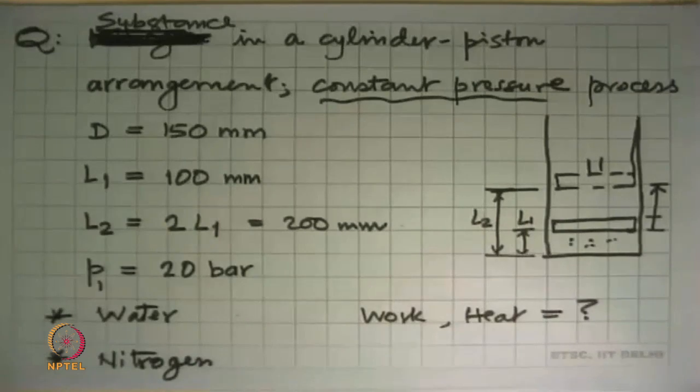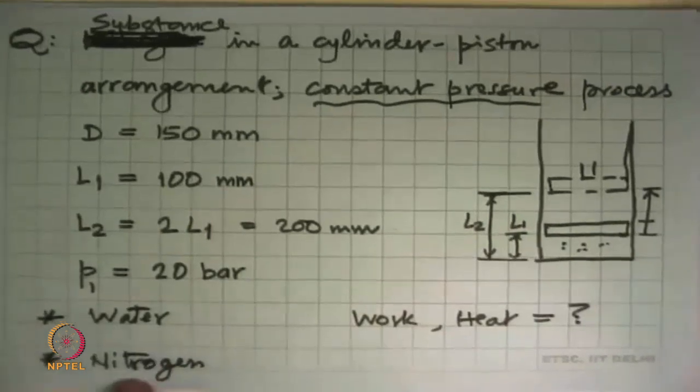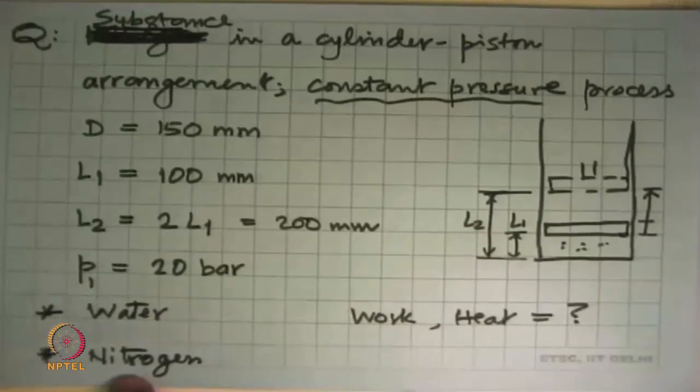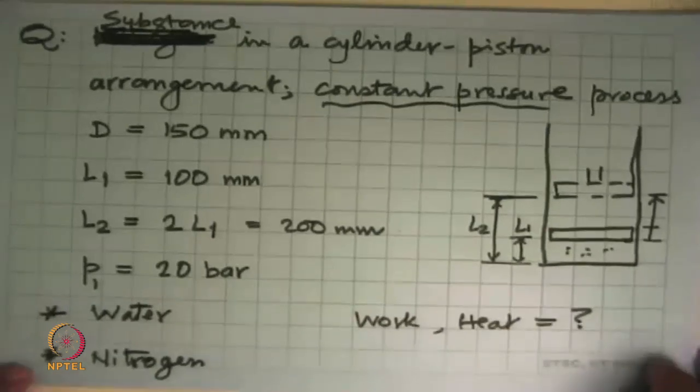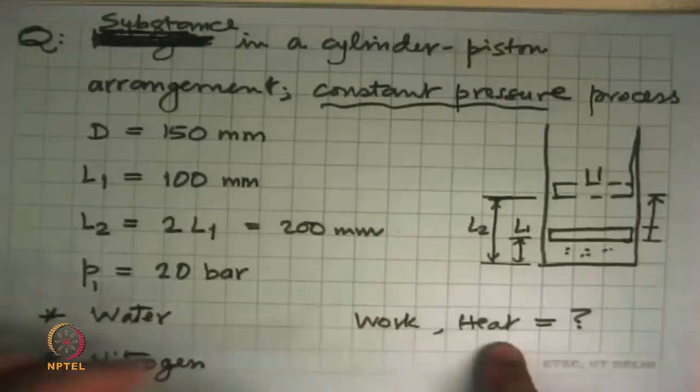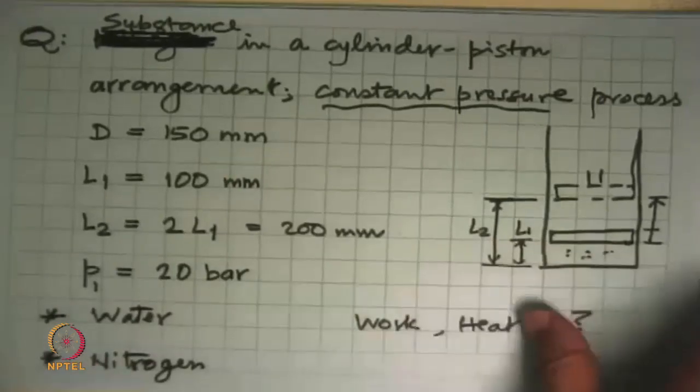We will solve two problems. One where there is water in this, and second where there is nitrogen. So we learned that we can have a substance which we can treat as a vapor, or we can treat it as an ideal gas. So that's the differentiation we are doing, and what we want to know is what is the work transfer and heat transfer in these processes.